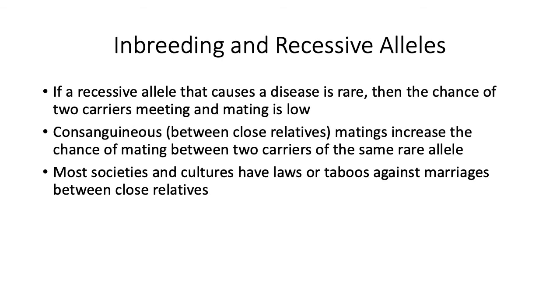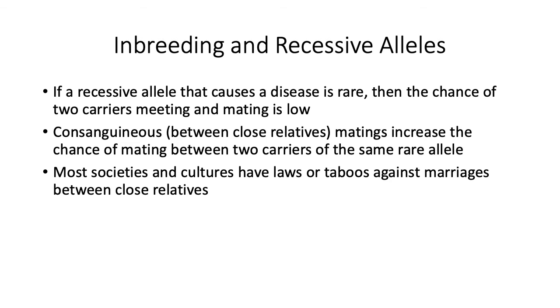For recessive conditions that are rare, it's relatively unlikely that two carriers will randomly meet and have a baby together. About 1 in 30 Americans of European descent is a heterozygous carrier for the cystic fibrosis allele. That means that there is a 1 in 30 times 1 in 30 chance of two of these people coming together randomly. That is a 1 out of 900 chance.